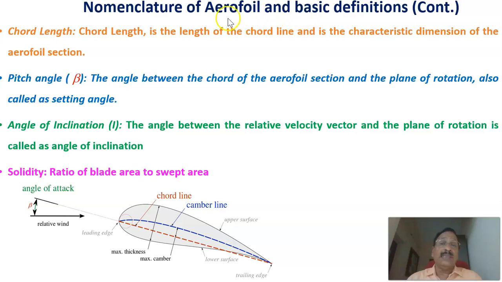Continuing the basic definition of aerofoil, that is chord length. Chord length is the length of the chord and is the characteristic dimension of the aerofoil section. That is called chord length.